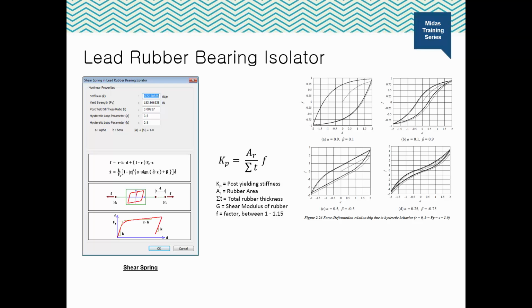In the lead rubber bearing, we have an axial spring, we have a shear spring, we can have a rotational spring as well. The stiffness of the spring can be calculated from this formula.